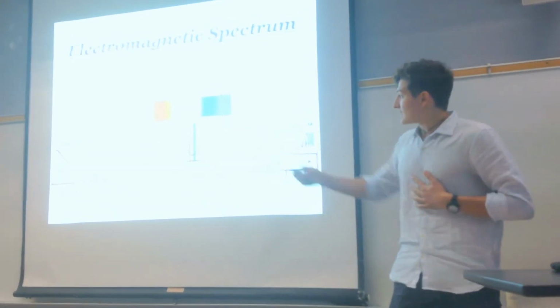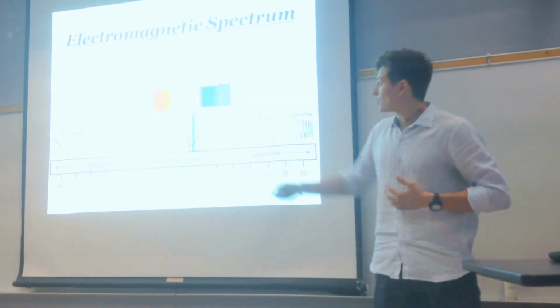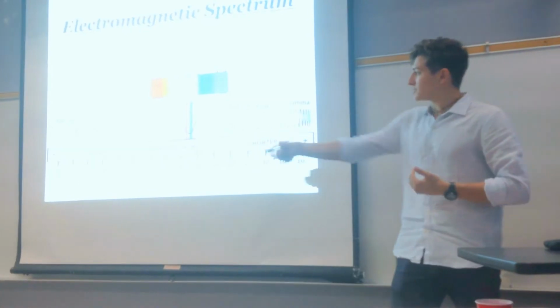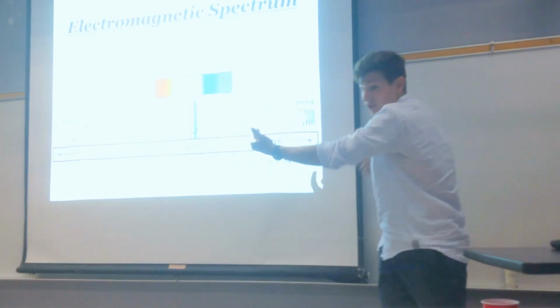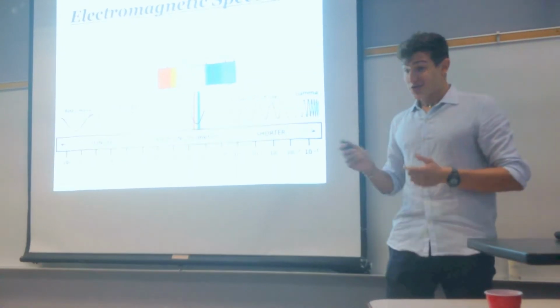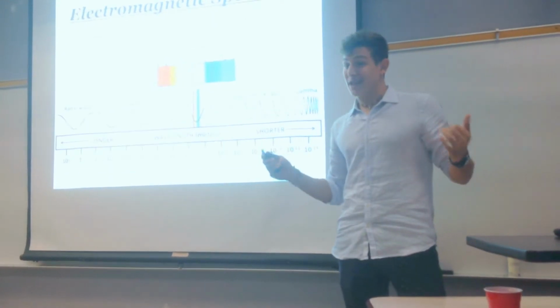What we can see is this little part right here, which we call the visible portion of the spectrum. Now, if we were to extend the whole spectrum from LA to New York City across the country, the visible portion would be just about 1 inch. Well, that inch, my friend, is what we call light.